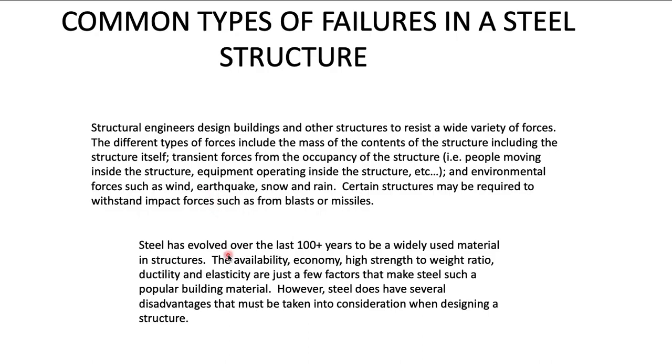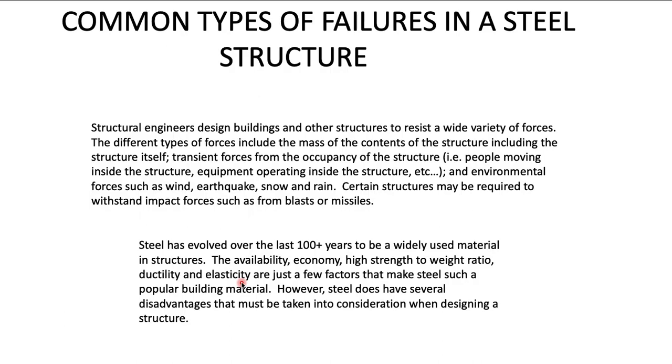Steel has evolved over 100 plus years to be a widely used material in structures. The availability, economy, strength to weight ratio, and elasticity are just a few factors that make steel a popular building material. These steel structures are widely used all over the world, economically available and having a high strength to weight ratio, which makes steel a proper building material also.